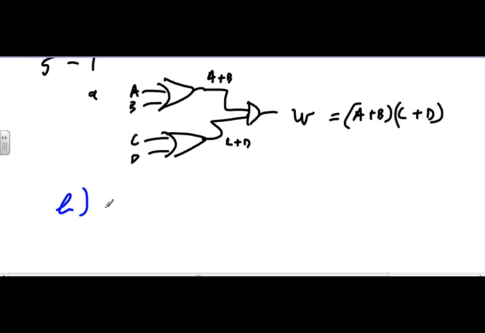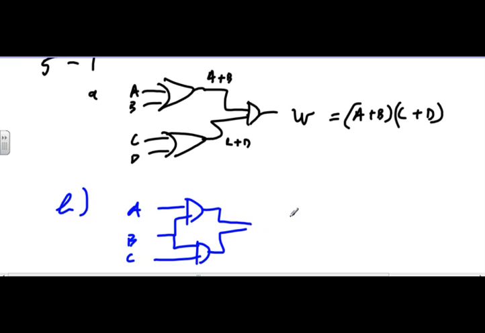B. I've got A, B, C. I've got an AND gate, another AND gate, and an OR gate. I've got an X. I got A, B here and B, C there. A, B or B, C. Does it say I have to simplify? No, I don't have to simplify it. Not part of what we have to do, so we're not going to.